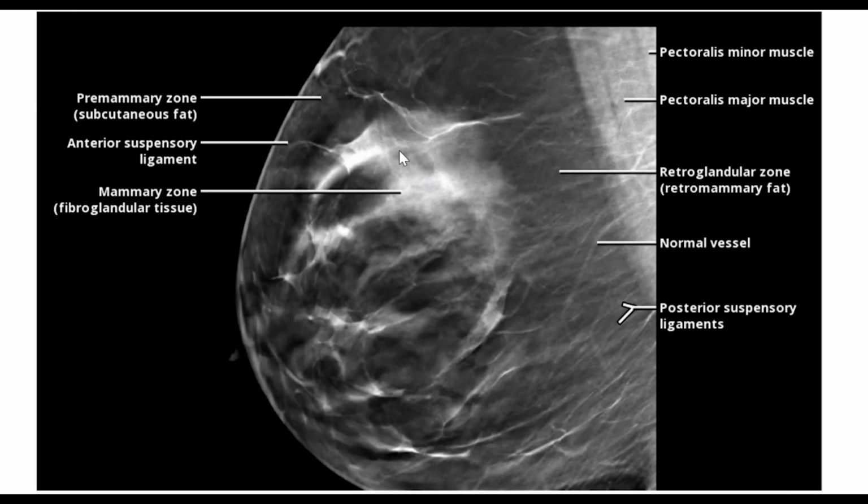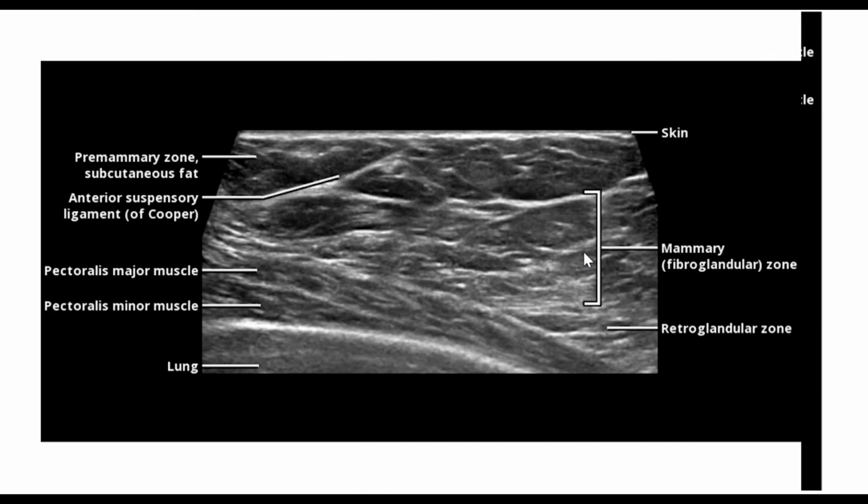So this is the mammary zone. This dense region represents the mammary zone, and anterior to the dense region is the pre-mammary zone, and posteriorly is the retromammary zone, and the most posterior part is the pect major muscle and superiorly the pect minor muscle. Now this is the ultrasound image, and we will understand how these normal anatomic structures appear on ultrasound.